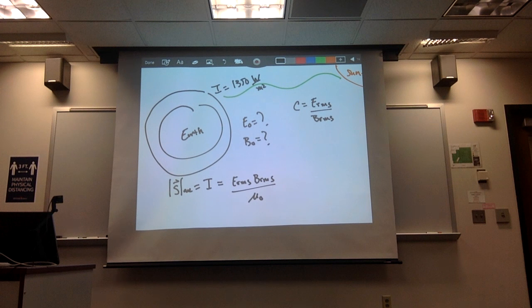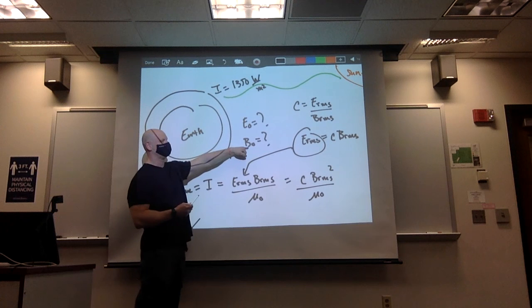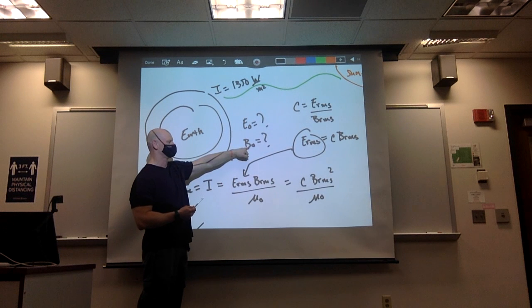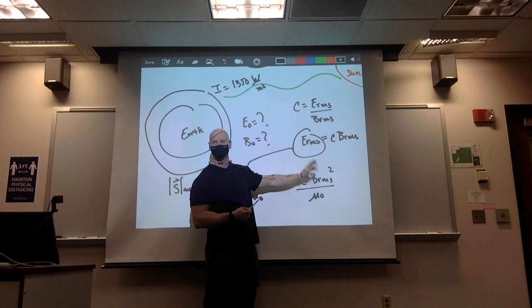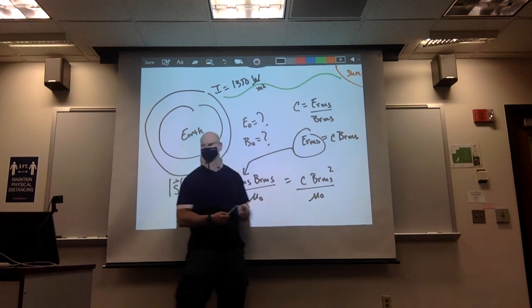Great. So in this case, we get that the electric RMS is equal to the speed of light times the magnetic RMS, which means I'm going to put this in here. So this becomes equal to C times the RMS value of the magnetic field squared, all divided by mu naught. But what I actually want is the amplitude of the magnetic field, so I'm going to rewrite this as the amplitude of the magnetic field divided by the square root of 2, quantity squared, which means I'm reintroducing that factor of 2.